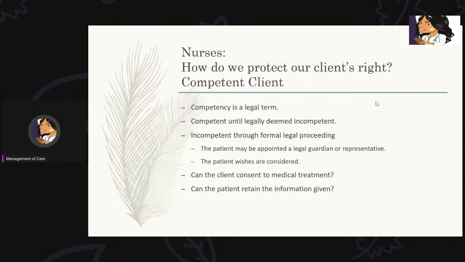Okay. Can the client consent to medical treatment? Can the patient retain the given information? If they can, guess what? They're competent. So we have to respect their wishes.